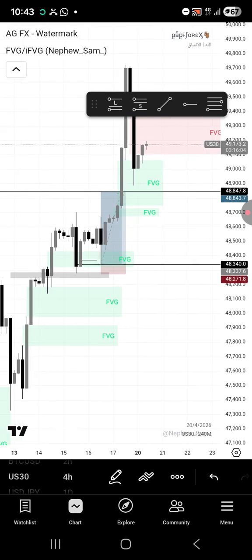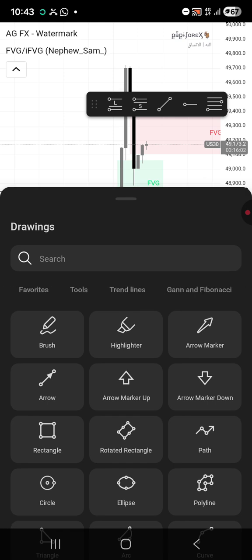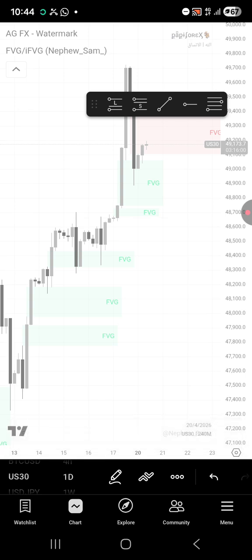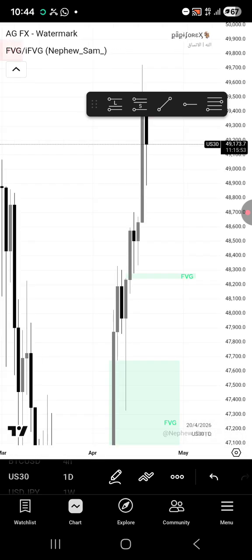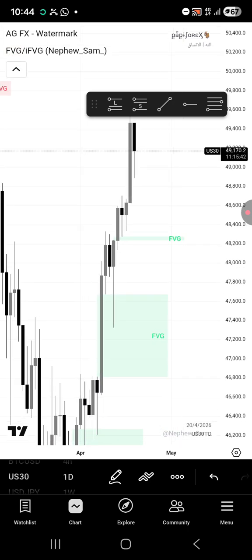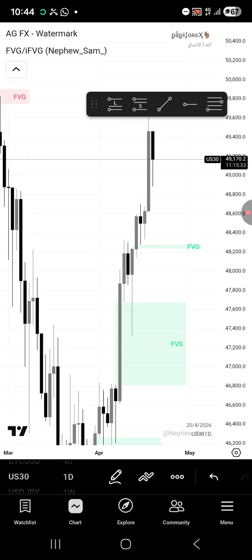Then trade. So for example now, let me start from my daily here. And please, you can also use this indicator, nephew Sam, just for you to spot fair value gaps easily, because that's basically what I use. Sometimes humans are bound to make mistakes. You might not see the fair value gap on time.